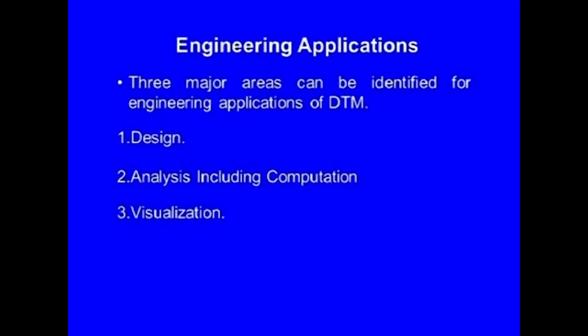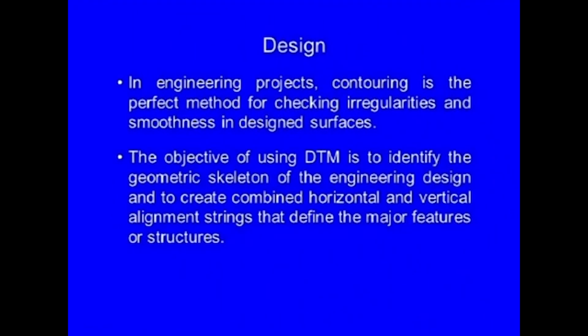Now, let us look at some of the engineering applications. The three major applications that can be identified for engineering applications of DTM are design, analysis including computations, and visualization. Design. In engineering projects, contouring is the perfect method of checking irregularities and the smoothness in design surfaces. The objective of DTM is to identify the geometric skeleton of the engineering design and to create combined horizontal and vertical alignment strings that define the major features or structures.